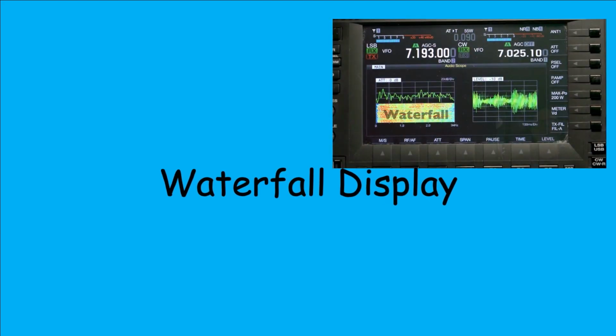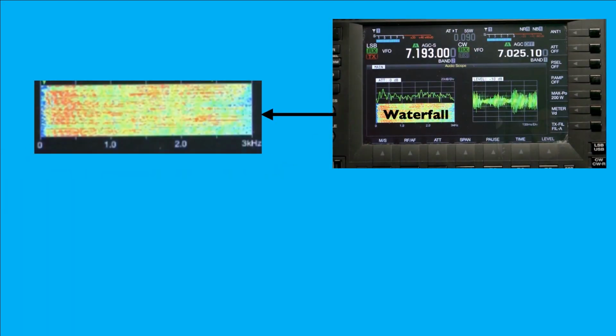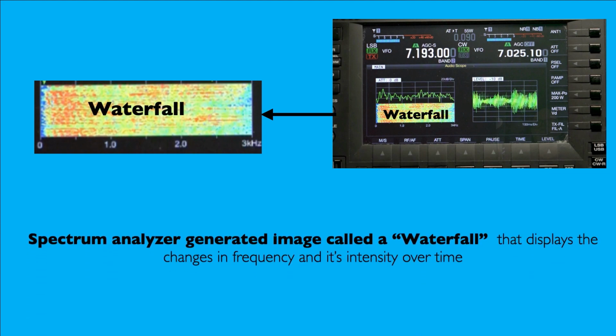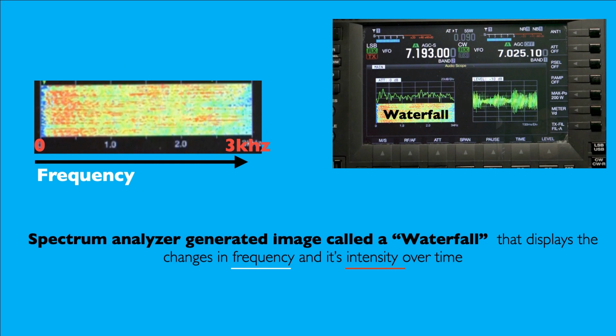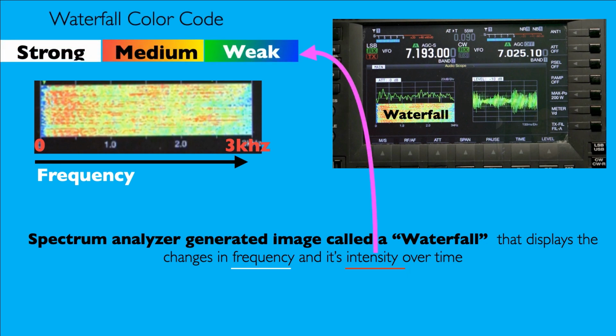Now, the waterfall display is, I don't know, maybe the most poetic. It tells you a lot of cool stuff, and it's a lot of fun to look at. But it would be generally described as a spectrum analyzer generated image that displays changes in frequency and its intensity over time. Now you say, well, how do we measure the intensity? Well, that's done through the color of the signal generated by the waterfall. In the Kenwood world, white is the strongest, medium is red to yellow, and weak is green to blue.